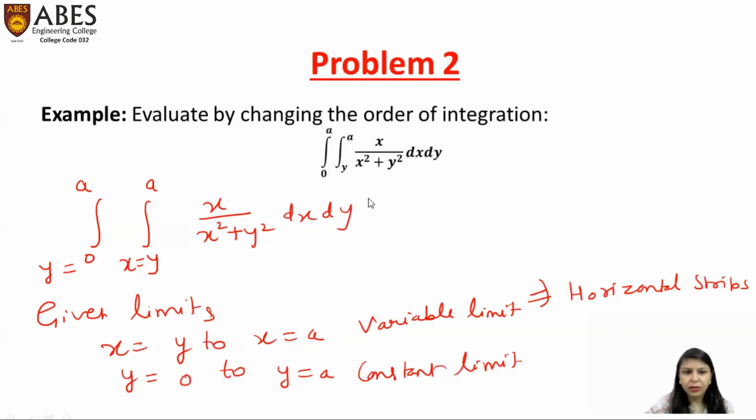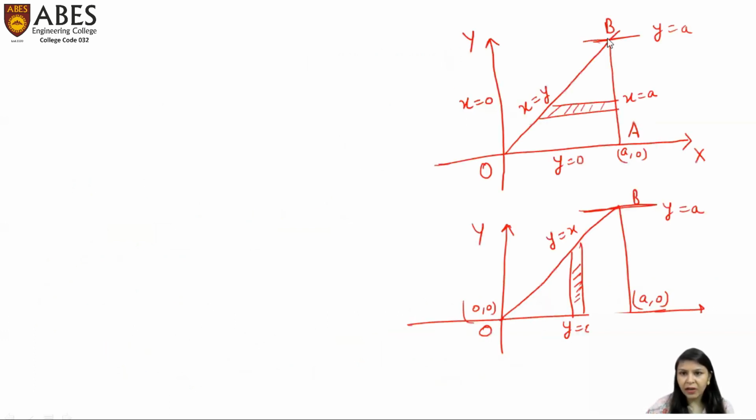In the question, the limit is x equals y to x equals a, and we know x equals y is a straight line. So we draw the figure x equals y, and x equals a is basically a constant value. So x equals a is this line. We draw the horizontal strip here, this one, and this strip starts from x equals y and ends at x equals a, and the y limit will be 0 to y equals a.